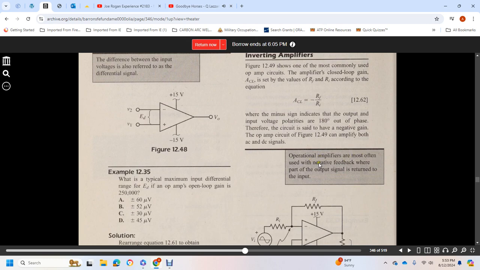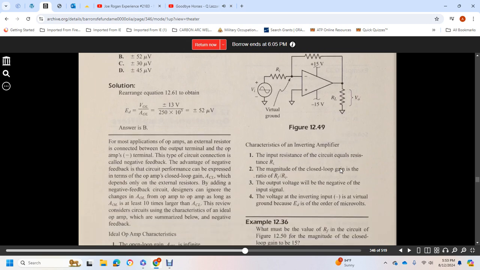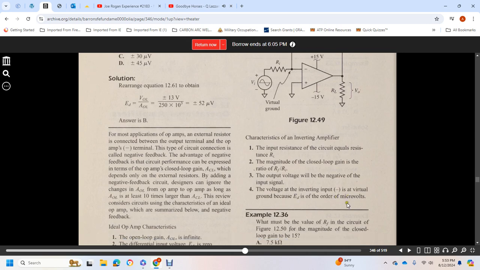Operational amplifiers are most often used with negative feedback, where part of the output signal is returned to the input. Characteristics of the inverting amplifier: the input resistance of the circuit is equal to the input resistance R1. The closed loop gain is the ratio of the feedback resistance to the input resistance, the negative of the input signal voltage at the inverting terminal. The virtual ground is at a voltage of microvolts.